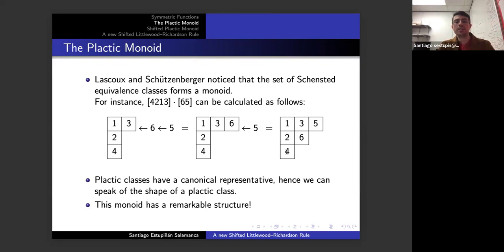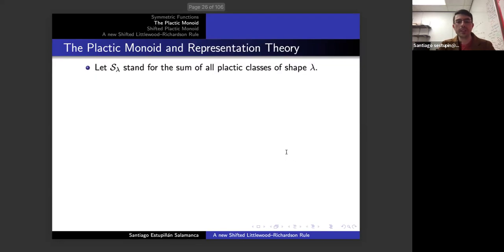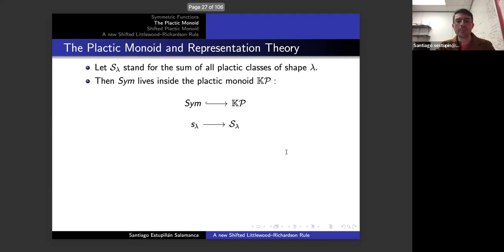And this monoid has a very interesting structure. If you let S sub lambda, and this is different from the S we used for Schur functions, this is going to be a similar version, but inside the plactic monoid. If you let this stand for the sum of all plactic classes that have this shape, so all of the semi-standard Young tableaux having shape lambda, then there is an injection of the ring of symmetric functions inside the plactic monoid.